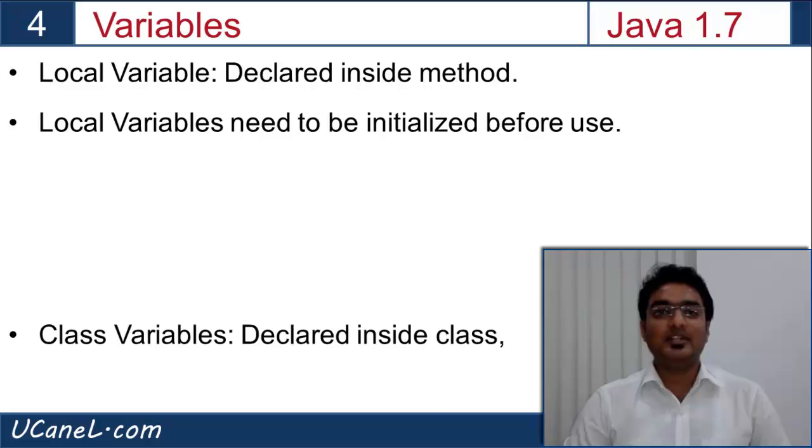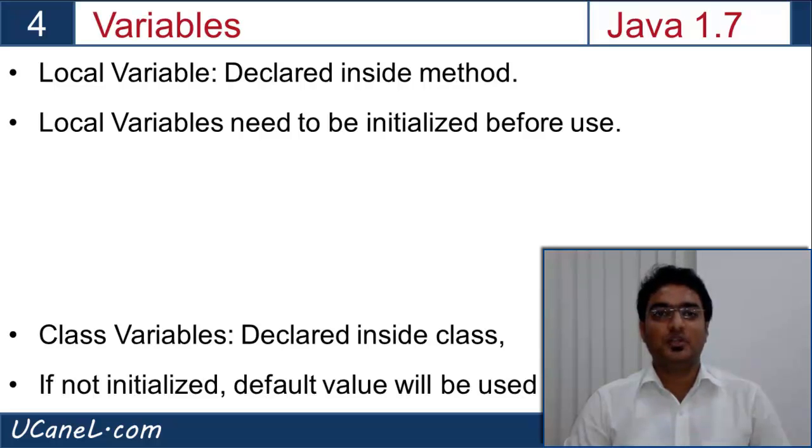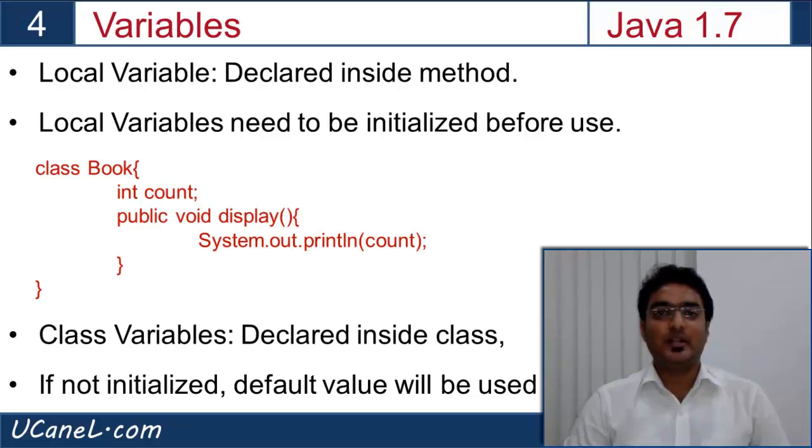Now if a variable is declared inside a class as a member variable, then it is called a class variable. Its initialization is not compulsory, as it will automatically take its default value as its initialization value. Default value for integer is 0, float 0.0, for boolean it's false.